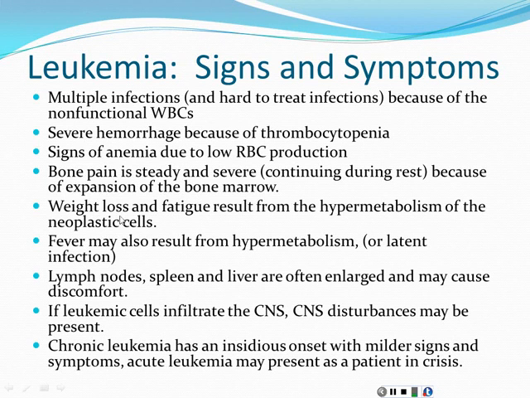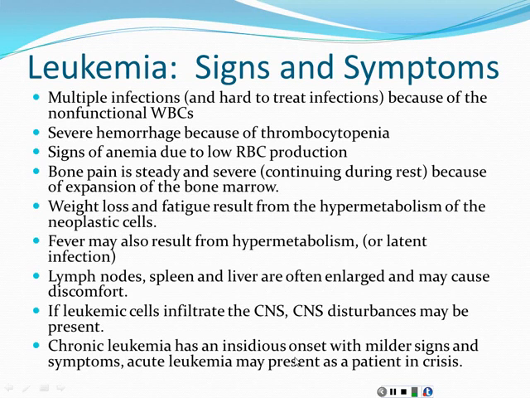Weight loss and fatigue. This goes with all cancers. Cancer cells are greedy. They gobble up nutrients much faster than other cells do. So they tend to steal nutrients away from the rest of the body. So we get weight loss and fatigue. Fever, same thing, hypermetabolism. Lymph nodes, spleen, and liver are often enlarged because there are small amounts of bone marrow cells in those places too. If the leukemic cells have gotten into the CNS, you might get central nervous system disturbances like seizure, loss of consciousness, or change in consciousness.